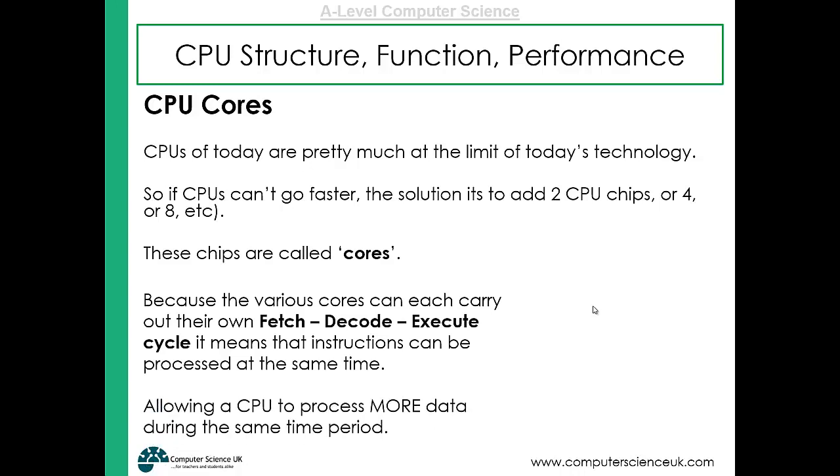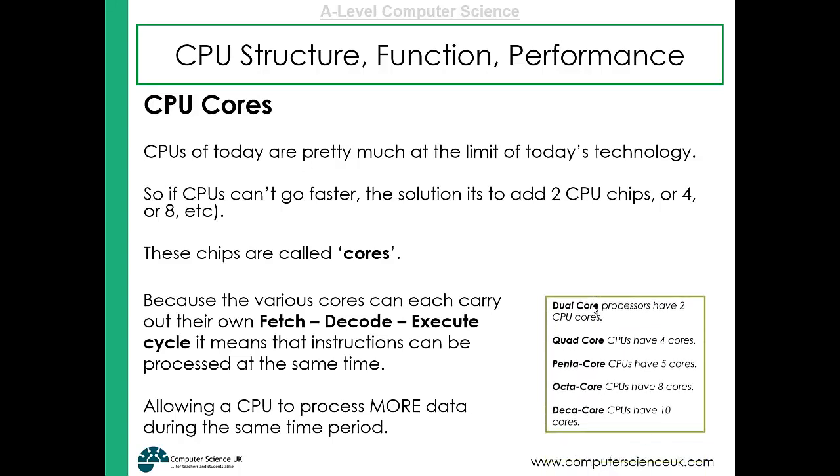So allowing a CPU to process more data during the same time period doesn't mean it's actually executing a piece of data faster, but it can process more data during the same period of time. Now a dual core processor will have 2 cores, a quad core will have 4, pentacore has 5, octa-core has 8, and decacore has 10 cores.